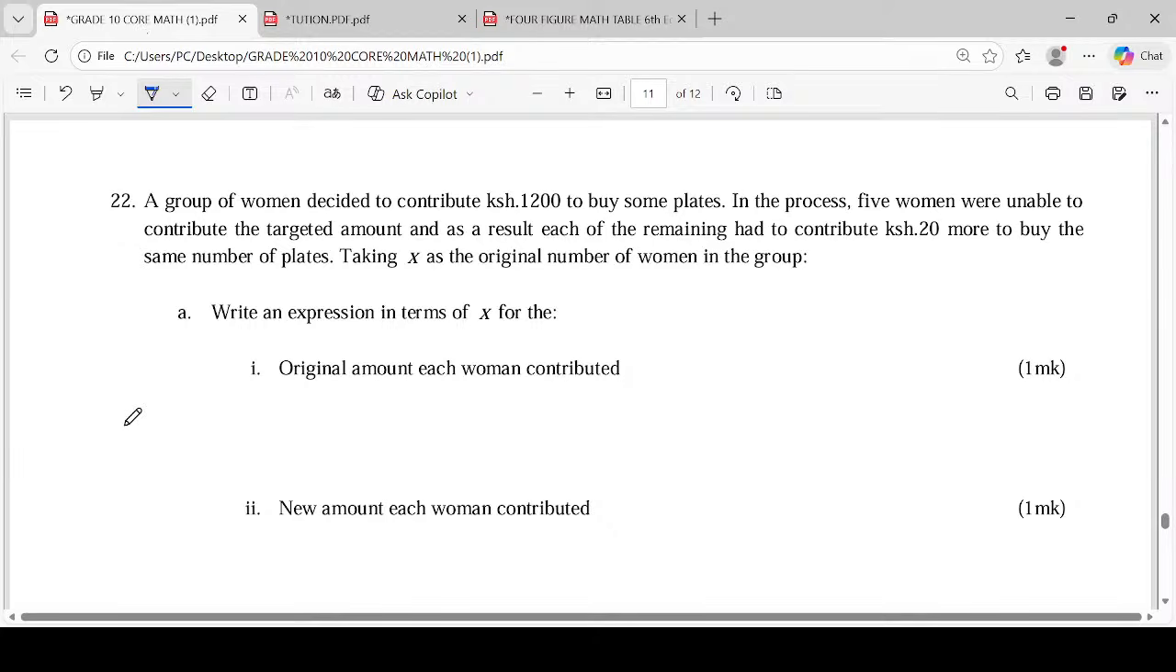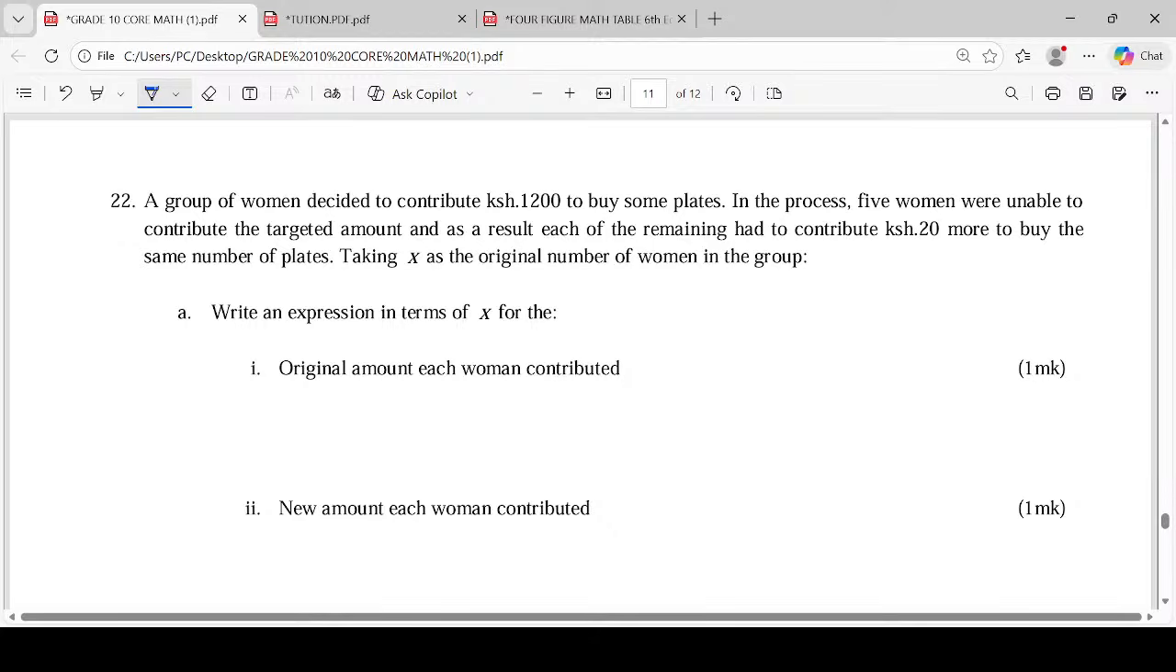I want to look at this question 22 in detail, and the session is very engaging. A group of women decided to contribute 1,200 shillings to buy some plates. In the process, 5 women were unable to contribute the targeted amount, and as a result, each of the remaining had to contribute 20 shillings more to buy the same number of plates.